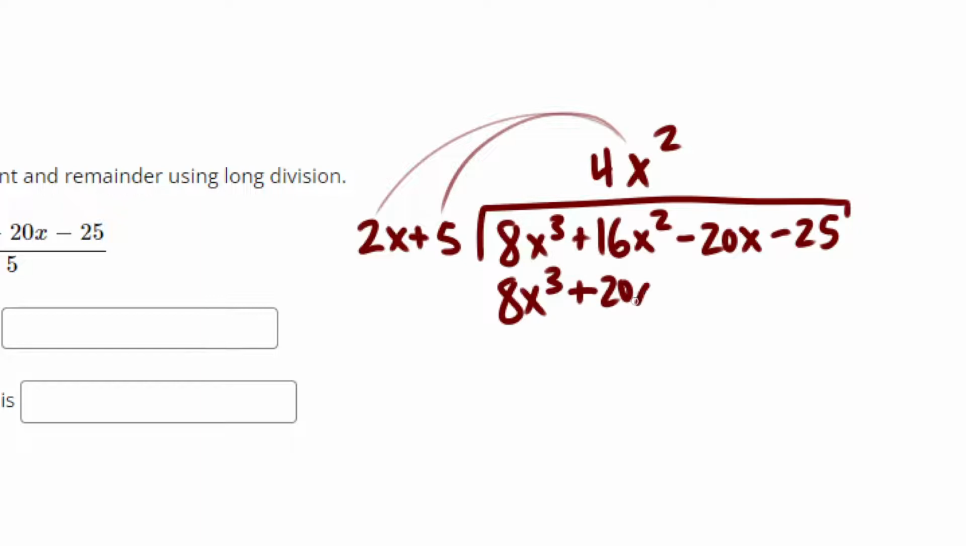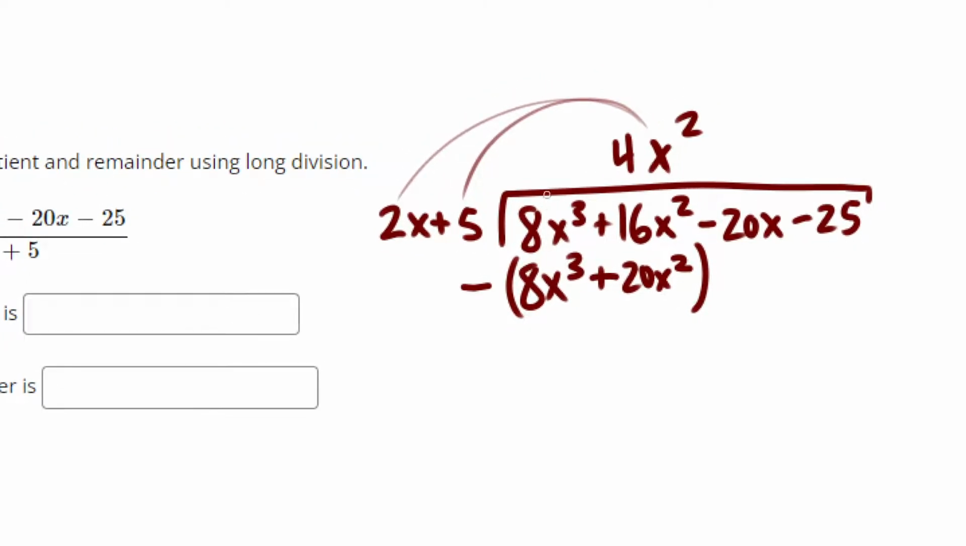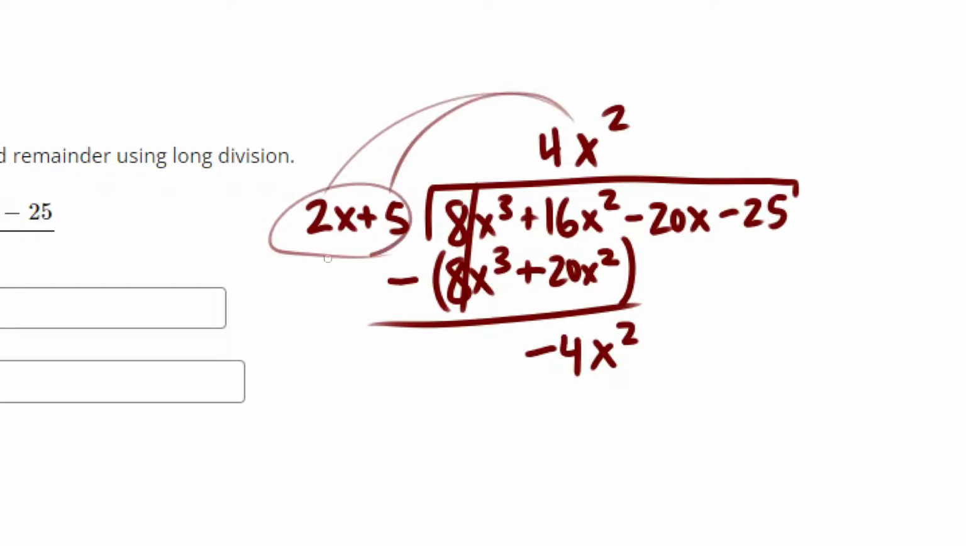So we have 4x squared, and now we multiply it and we get 8x cubed plus 20x squared. Now, when we're doing long division, if you remember, we're actually subtracting, and we need to subtract this whole thing. A common mistake people make is they just subtract the 8x cubed, but this 20 needs to flip signs as well. So these cross out, and this turns into negative 4x squared. And then, since we have two terms here, we want to bring another term down.